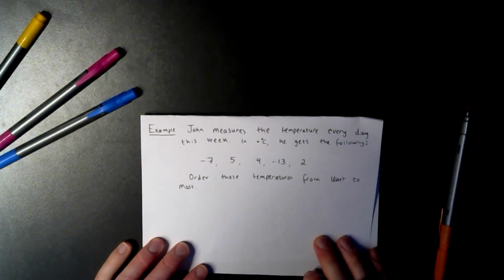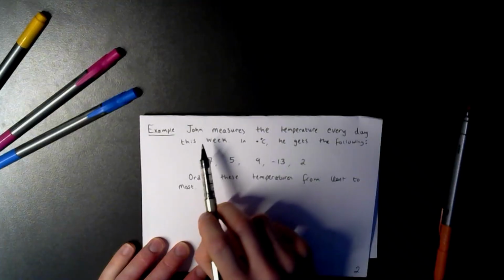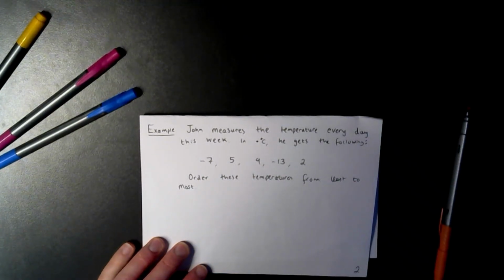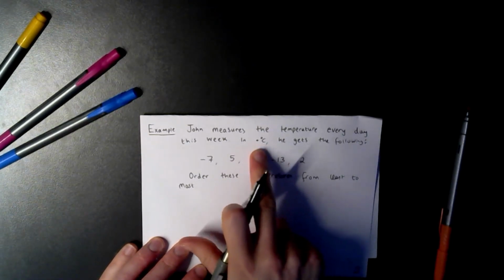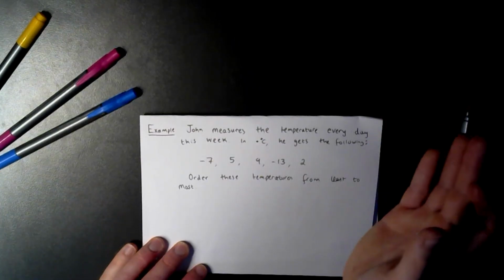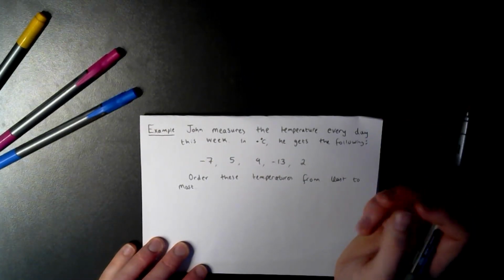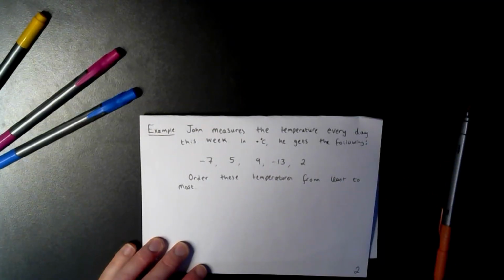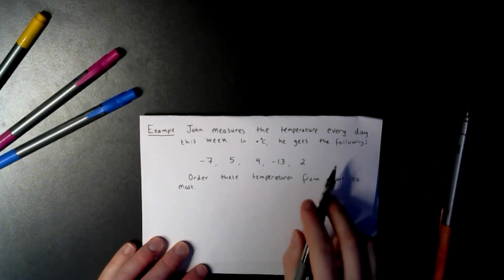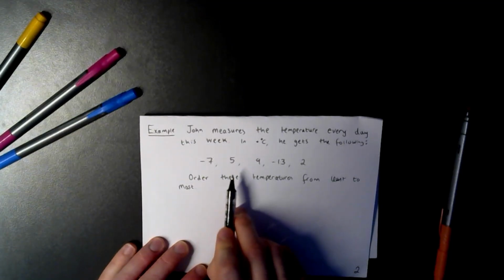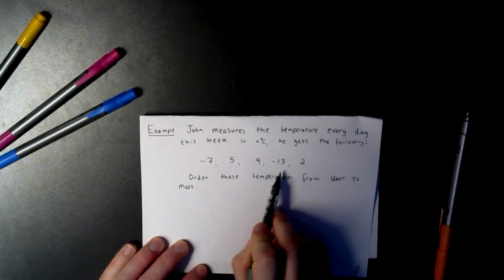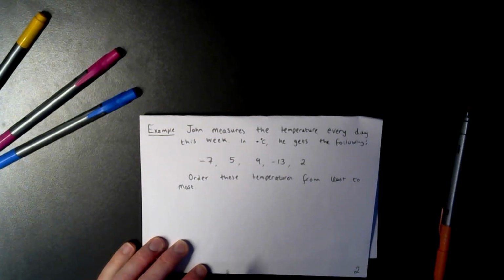Here we have another example. Let's have a look at what it says. So John has measured the temperature every day this week in degrees Celsius. So that's the symbol that we've got here, which is just most of the time when you see temperature, that's how it will be written. What's important is he gets some numbers. He gets -7, 5, 9, -13, and 2. And we want to order these temperatures or these numbers from least to most.